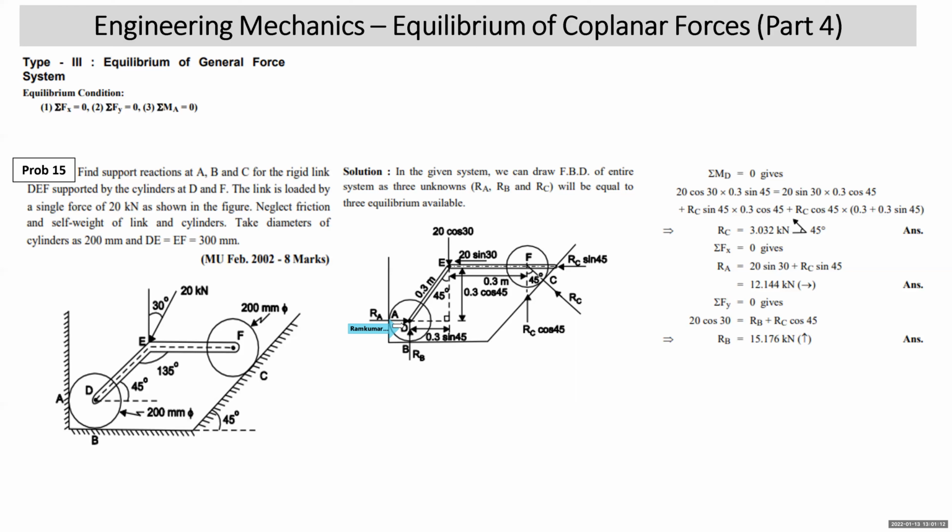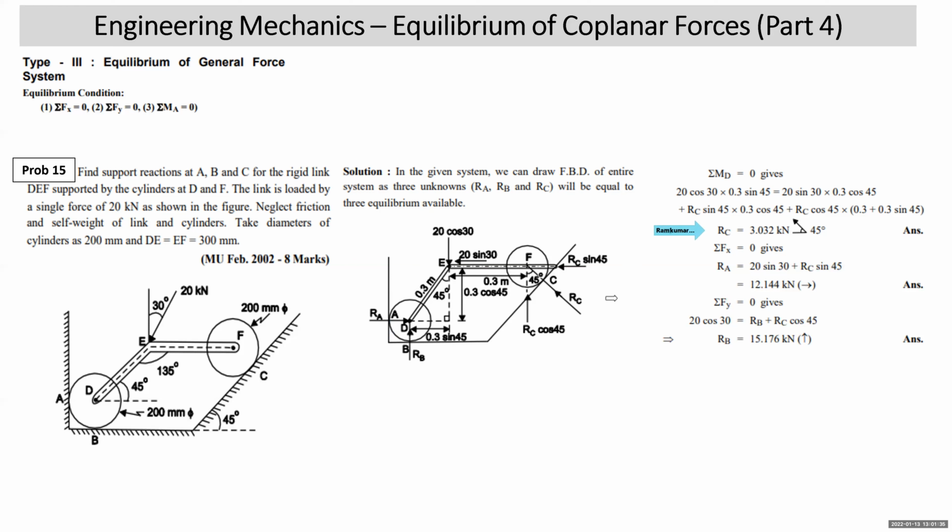20 cos 30 into 0.3 sin 45 clockwise, and 20 sin 30 into 0.3 cos 45 anti-clockwise. RC cos 45 is upward, perpendicular distance is 0.3 plus 0.3 sin 45, anti-clockwise. RC sin 45 is to the left into 0.3 cos 45, anti-clockwise. That gets you the value of RC.